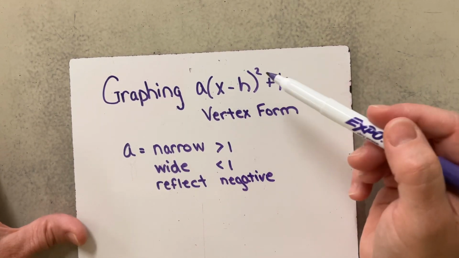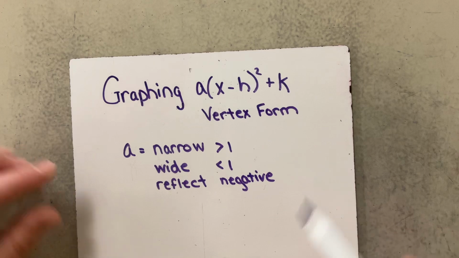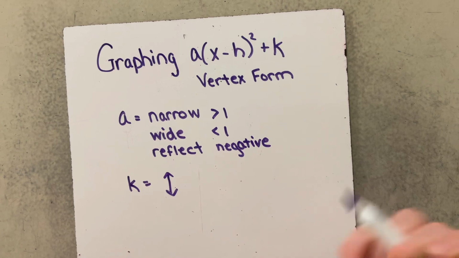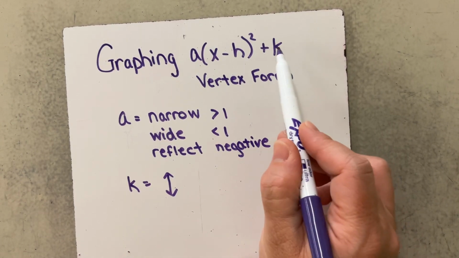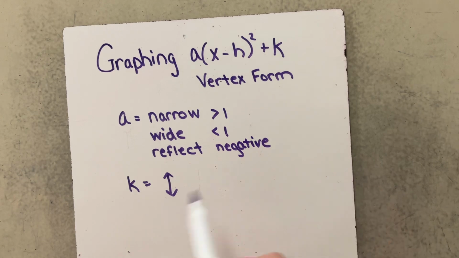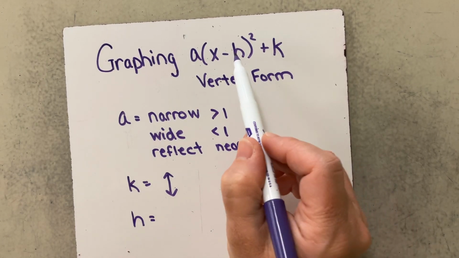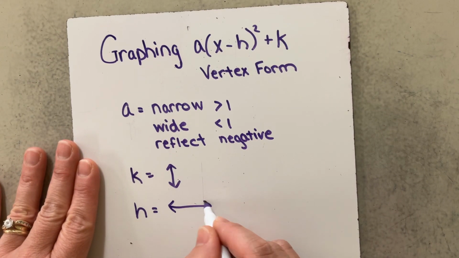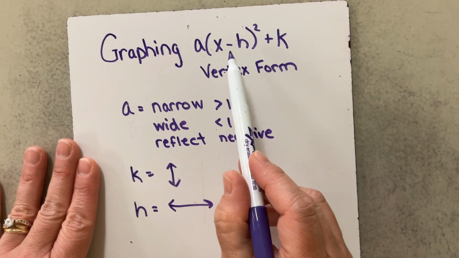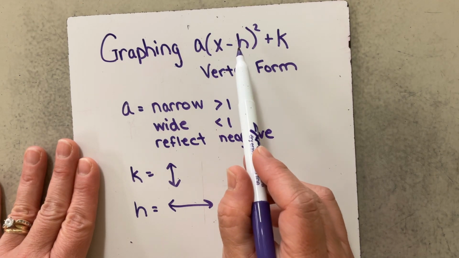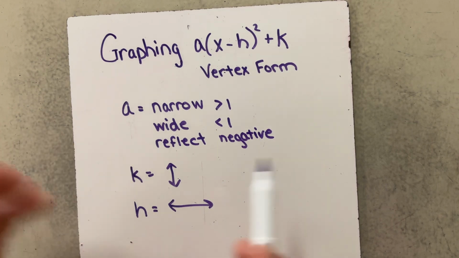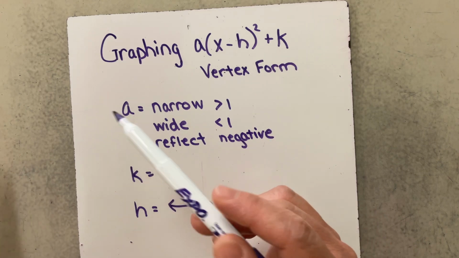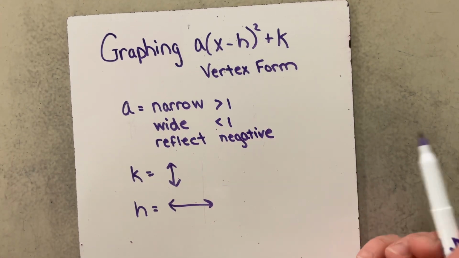Now, from working with our absolute values previously, we know the k is going to move your parabola up and down. If it is in this form, you can pick it out and move it that way. The h, now remember, it always has to have the minus there. The h is going to move it to the left or to the right. We have to be careful here. If it is a minus h, it is going to move it to the positive side, where if this is a plus h, it's actually going to move it to the negative side, because there's already a minus there.